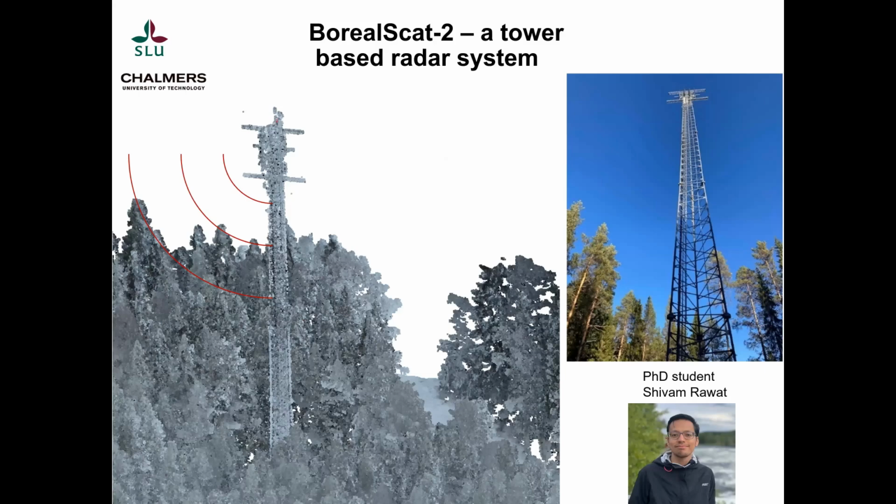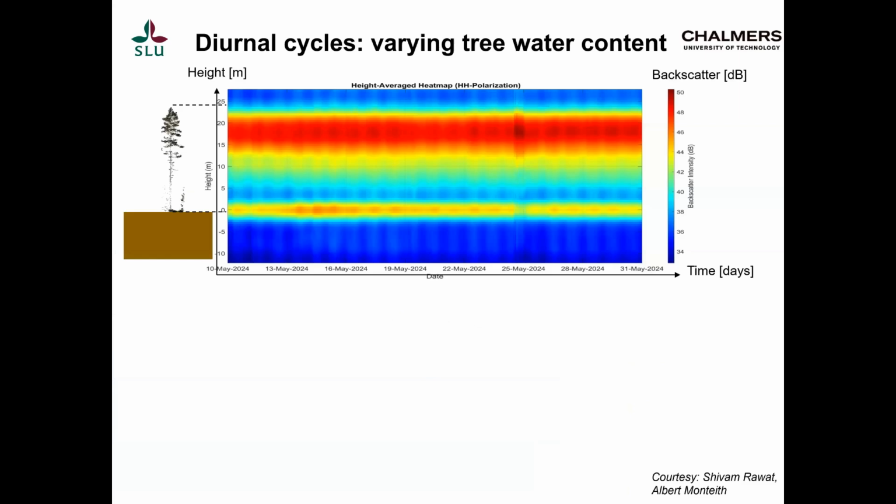So with this tower, we can observe the diurnal cycles, how the tree water content is varying day and night. What do we see here? Well, we see a red line, something a little bit more bluish, a stronger red-yellow part here, and then we have blue. Here we have the time in days, and here we have the height above the ground. And the intensity is the intensity of the backscatter of the emitted signal.